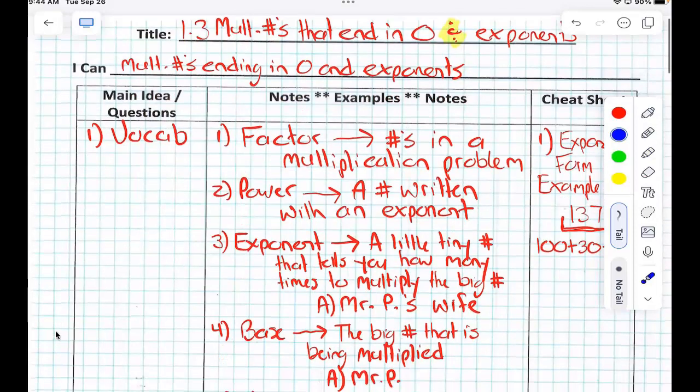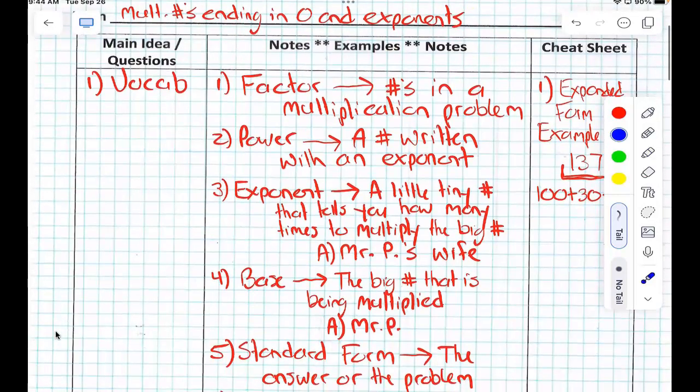A factor. Factors are numbers that are in what kind of problem? Multiplication problem. Multiplication problems have at least how many factors? 2. Can they have more than 2? Yes, for sure. A power is a number written with an exponent. And an exponent is that little tiny number above the base, right? Yes. We'll look at those in a second. The base is not the little tiny number, but it is the bigger number, right?